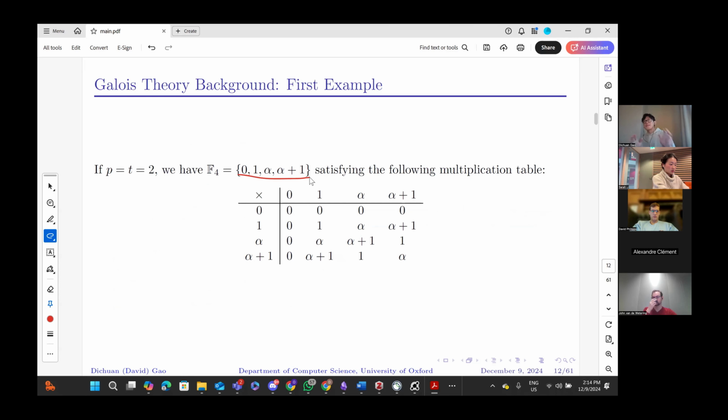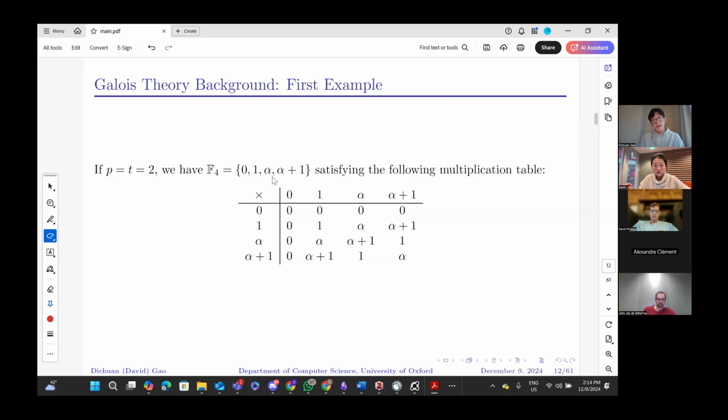Oh, I should have said this way earlier, but there's this unfortunate overloading of the word field. When I say field, I'm not talking about the field of quantum field theory. I'm talking about an algebraic field, as in a set in which multiplication is invertible. Okay, so we're looking at the field of size 4. It has 4 elements, which I will call 0, 1, alpha, and alpha plus 1.